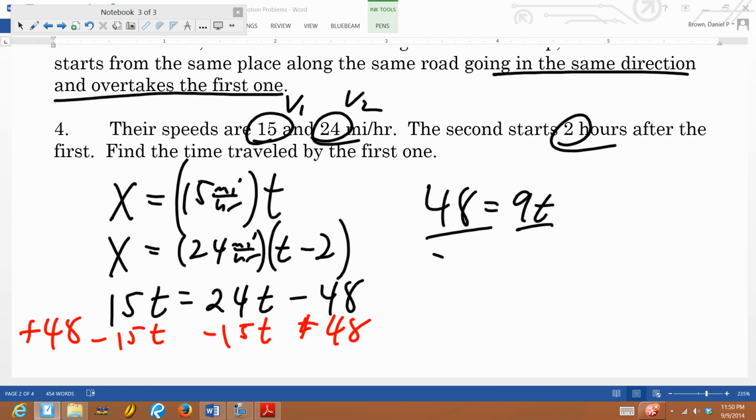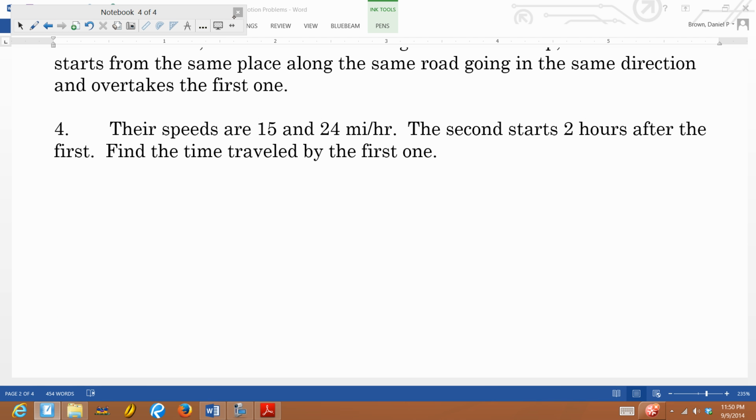And we divide both sides. And it looks like about 5 1/3 hours equal to time. And that is the time traveled by the first one. Traveled by the second one would be 2 hours less, or 3 1/3. Okay, next problem.